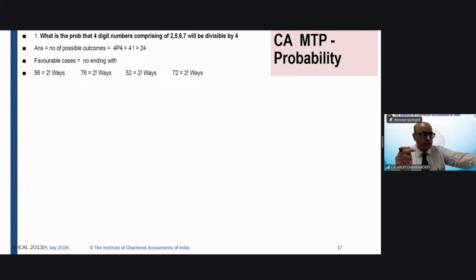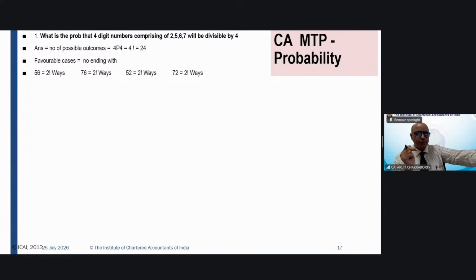The last 2 digits are 5 and 6. 56 is divisible by 4. Therefore, if the number is 2756 or 7256, it will also be divisible by 4. So we have first looked at the possible cases as per the rule of divisibility by 4.